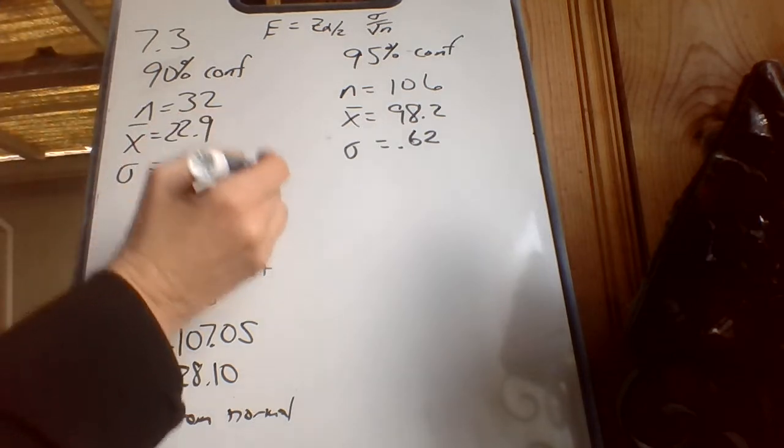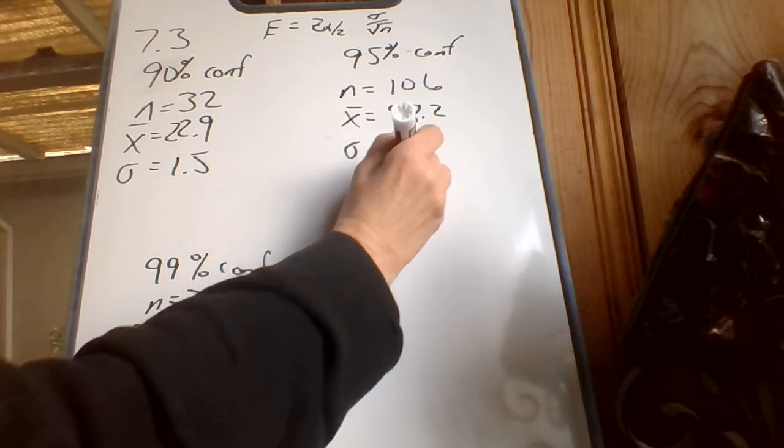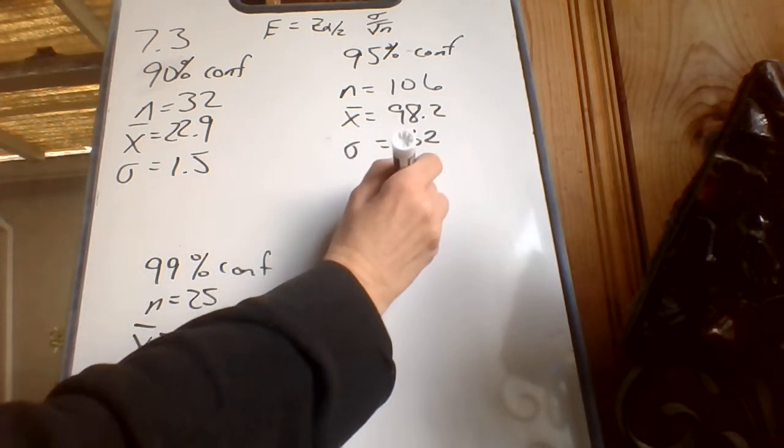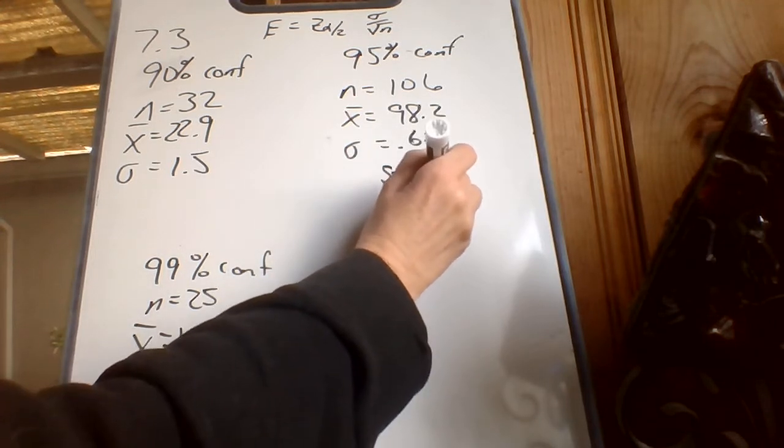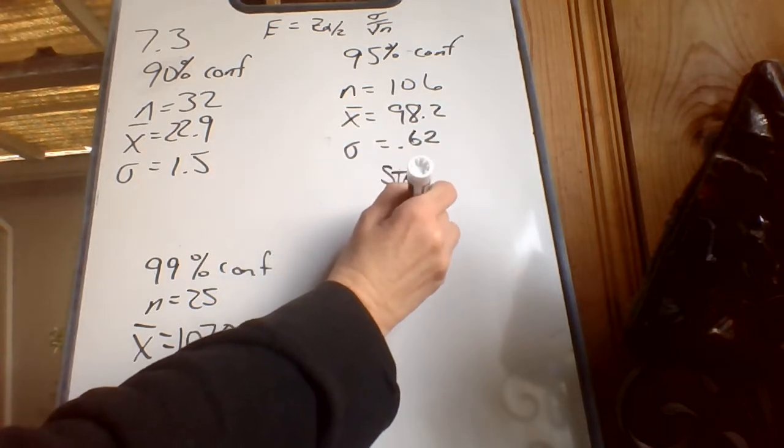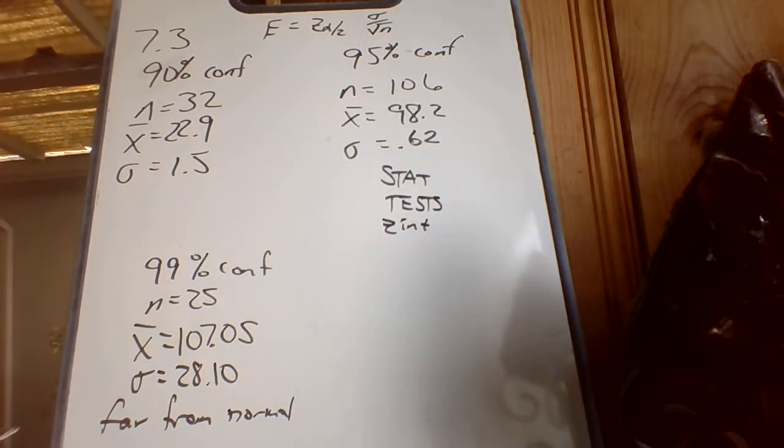Should I write this down? Stat, tests, Z interval. Remember, it was stat, test, one prop Z interval last time. So I go stat, test, and skip past all that first stuff. It's like choice number 7, Z interval. Test isn't until chapter 8. Okay, so Z interval. Then it says data or stats.